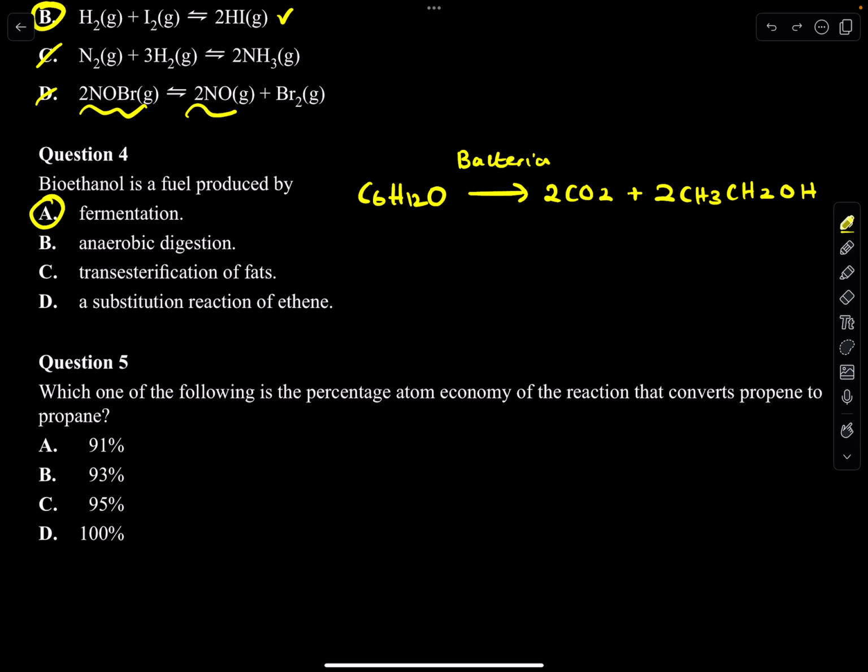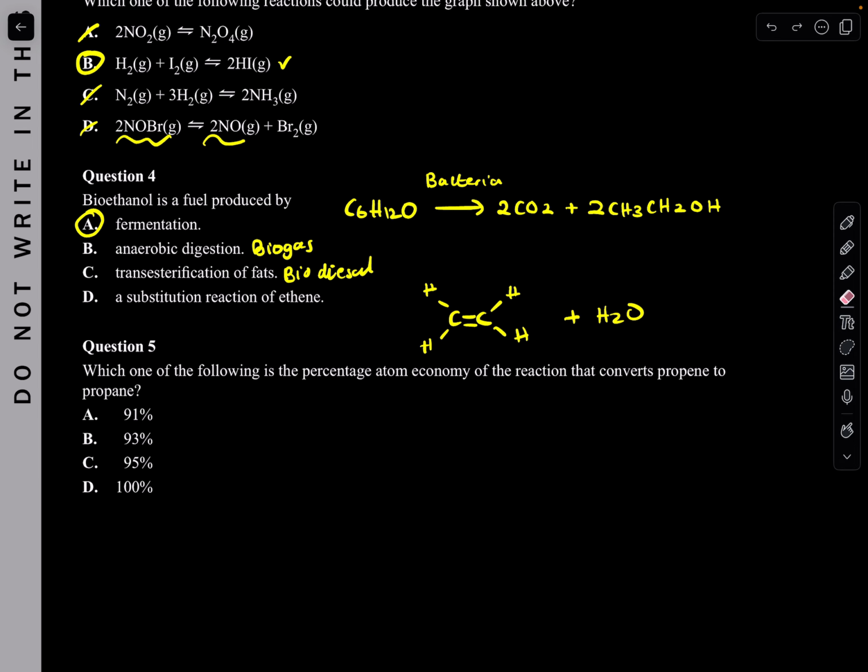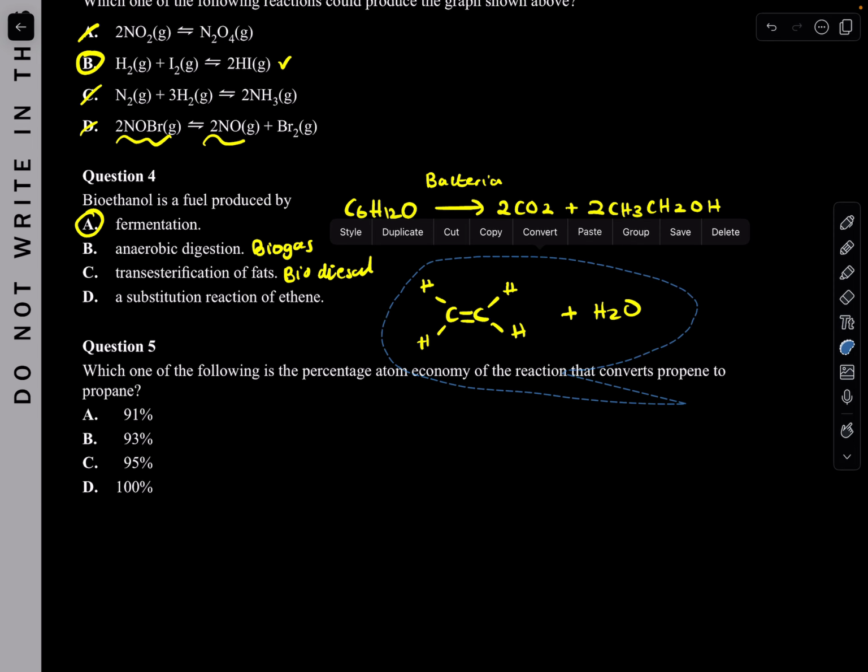Anaerobic digestion actually creates biogas. Transesterification of fats creates biodiesel. A substitution reaction of ethene, not true. When you have a substitution reaction, so let's say you have an ethene here, what are we substituting? Are we substituting a water? If you add a water, it's not bioethanol, because where did that ethene come from? It could have come from coal, which is hence not bio anymore. It will actually just create ethanol itself. So that's not right. So it's only A, fermentation.